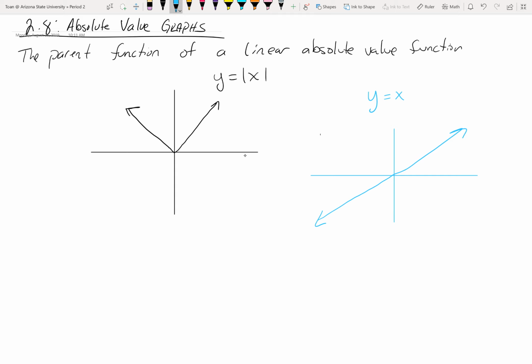And what absolute value does is it forces everything to be positive. So this part of the graph is what's below the x-axis. Those are the negative bits. So all the absolute value does is it swings it up top to make it positive, giving us this V shape here. Now, how to sketch these V shapes?